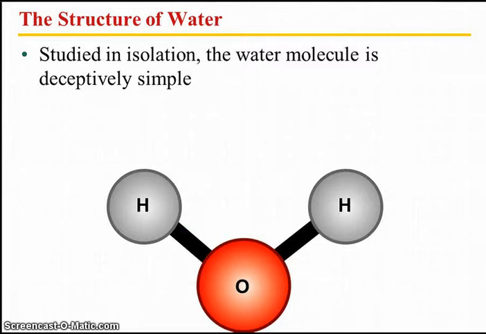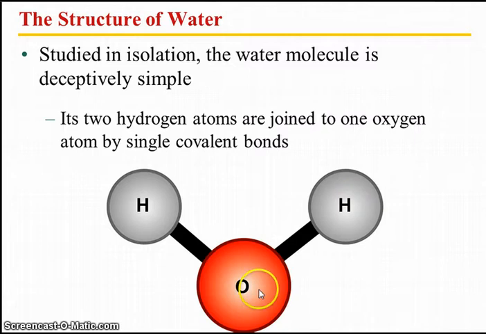Okay. So this is a water molecule, H2O, two hydrogens and an oxygen. We've got covalent bonds here, so the oxygen and the hydrogen are sharing electrons. The electrons are moving back and forth between the two.